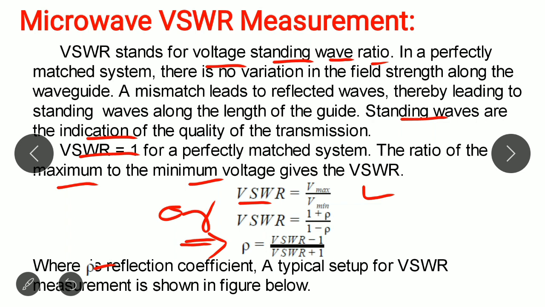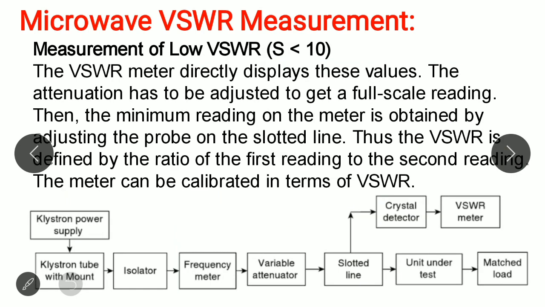A typical setup of microwave measurement is shown in this particular microwave bench setup. Now we are going to classify the measurement of VSWR as low VSWR and high VSWR. First we are going to see the measurement of low VSWR, that is when the VSWR is less than 10.